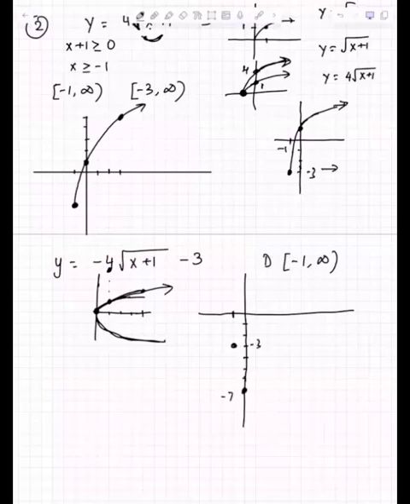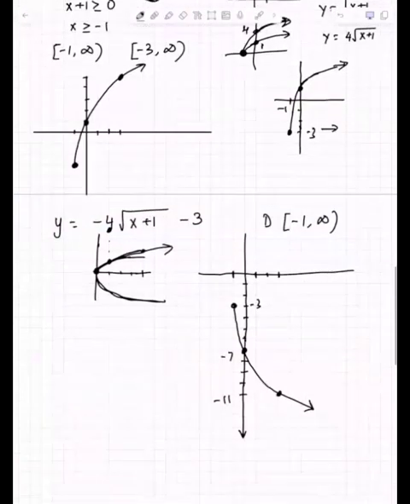Okay, and we could have done one more point, and you can do it with transformations also. So now let's pick it when x is 3. When x is 3, that's square root of 4, that's 2, that's -8, and -3 is 11. And x is 3, it's 11. Okay, that's the sketch. Domain was -1 to infinity.